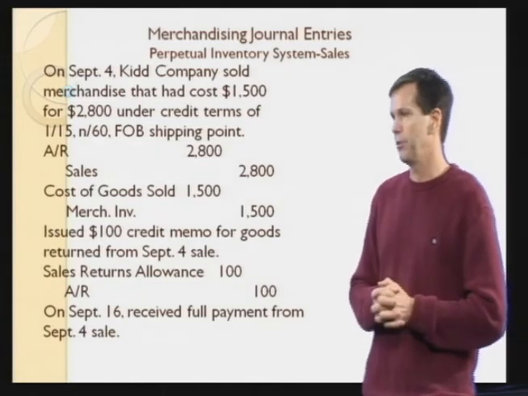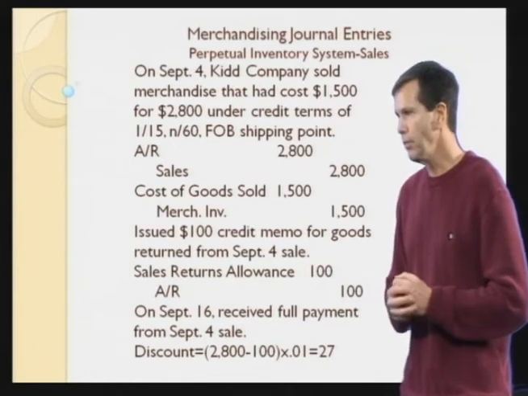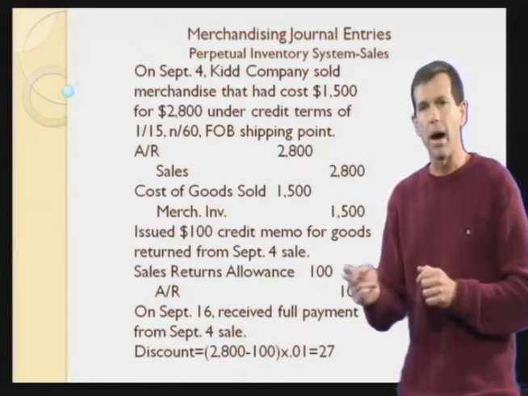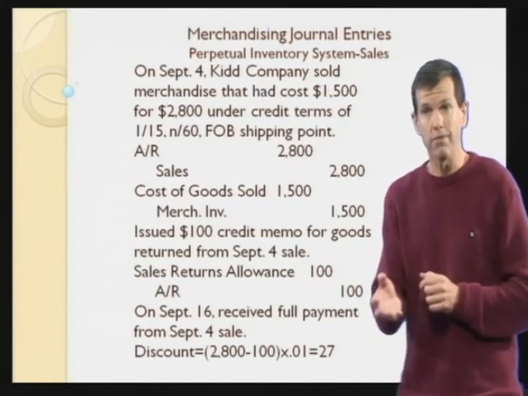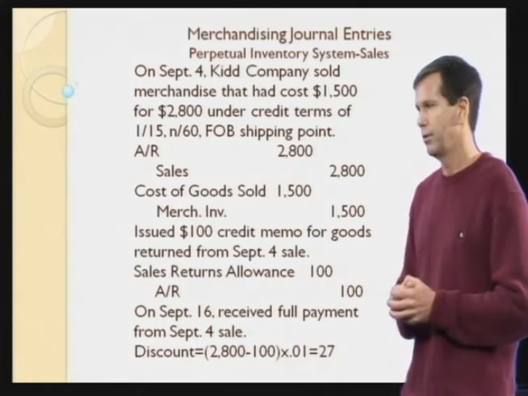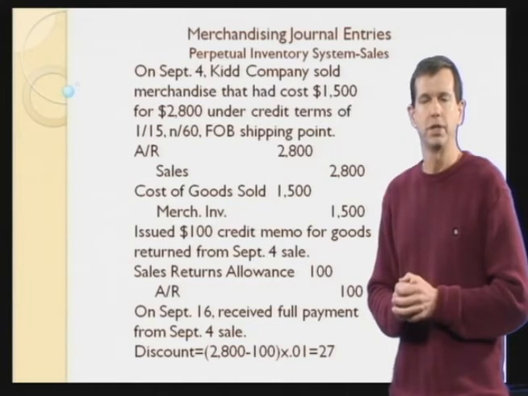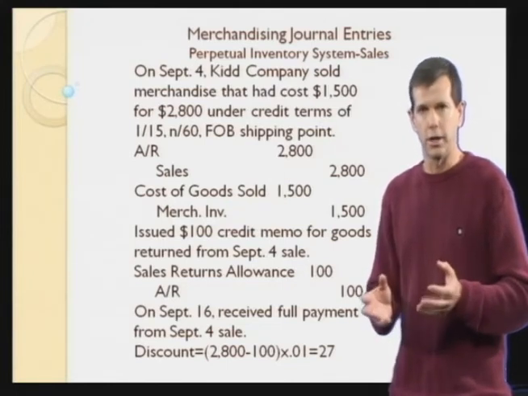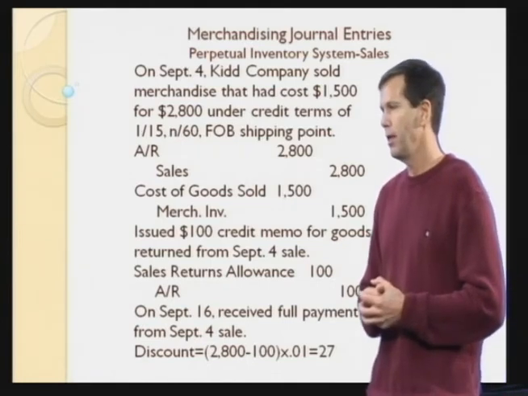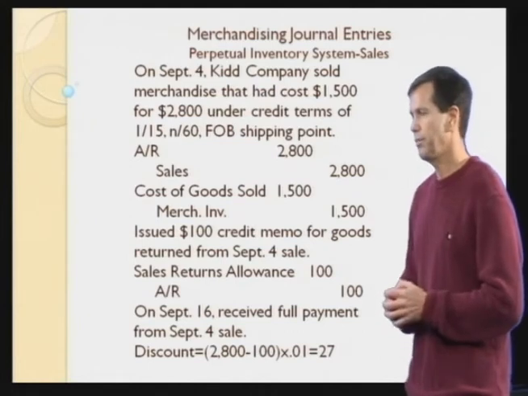All right, going to the next slide, we can see our calculation here. And you can see the discount is the $2,800 minus the $100 return. We're not going to give them a discount on returned goods. So we subtract out the $100 return, take it times 1%. The terms were 1/15, net 60. Well, this customer is paying within the 15-day discount period, so they get their 1% discount. So the discount comes out to, as you can see, $27.